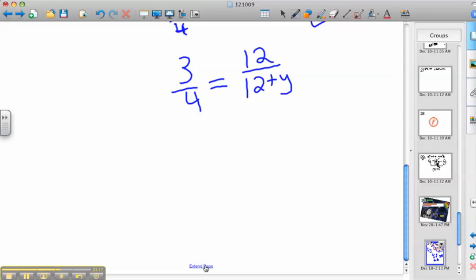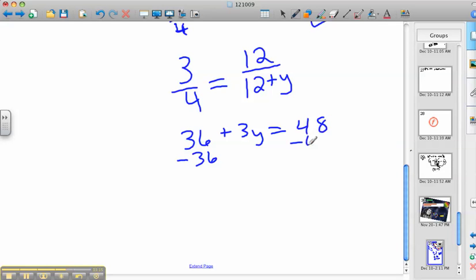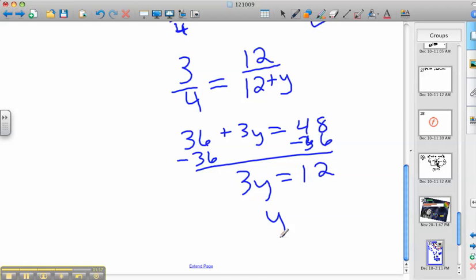So 36 plus 3y equals 48. Stop me if I make a mistake. Does that look good? Yeah. Okay. Minus the 36. Whoops. How did I get 3y? You have to distribute the 3 through both the 12 and the y. So would it be 36 plus 3y? Don't I have that? Yeah. Okay, 36 plus 3y. So I'm going to subtract the 36. So 3y equals 12. So y equals 4.